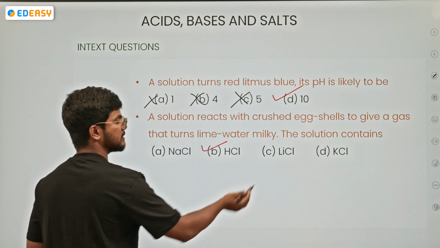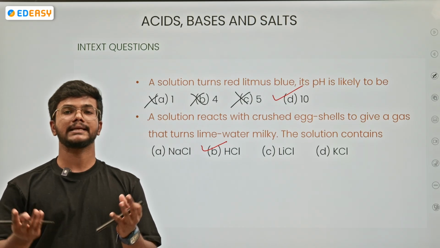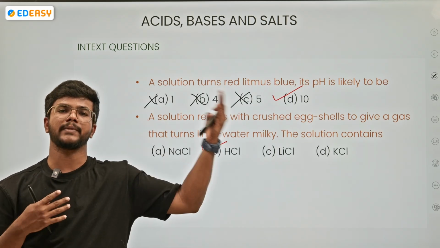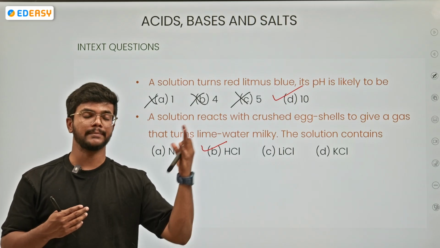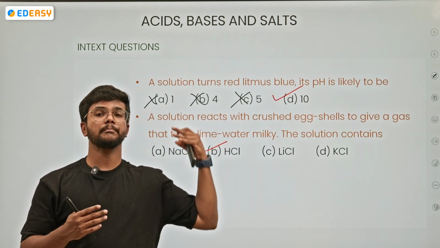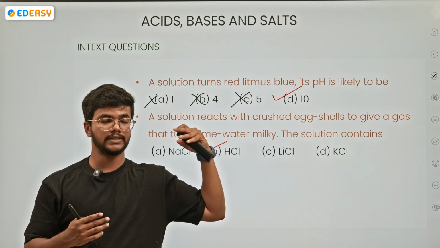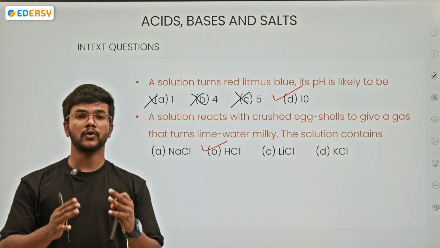NaCl is a salt. This is also a salt. So HCl is the acid. When it reacts with the crushed eggshells, it releases carbon dioxide, which turns the lime water milky white. Carbon dioxide turns the lime water into milky white.